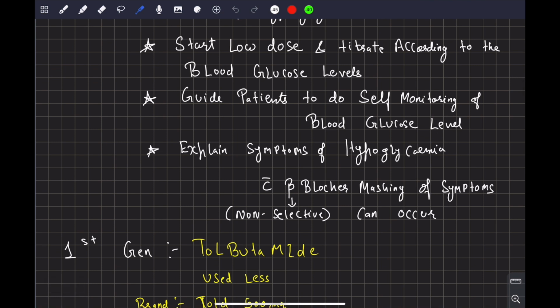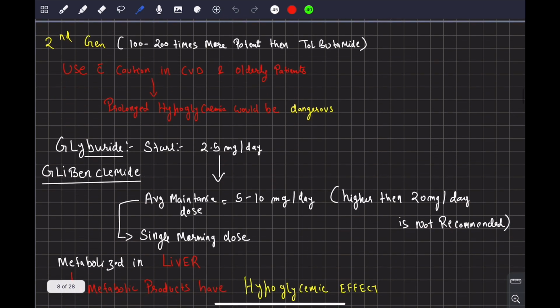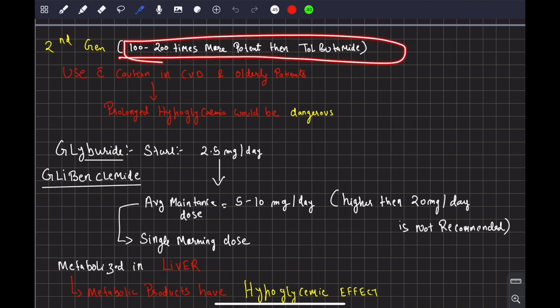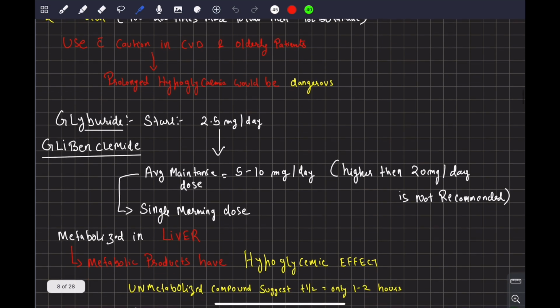Also take note that non-selective beta blockers, which act on both beta 1 and beta 2, can mask the symptom of hypoglycemia, which is tachycardia, because sympathetic action is blocked. First generation we will not talk about because that is not practically used anymore. So let's come towards the second generation, which is 100 to 200 times more potent than tolbutamide. Use with caution in cardiovascular and elderly patients, because it can cause prolonged hypoglycemia, which can be dangerous in this kind of patient.